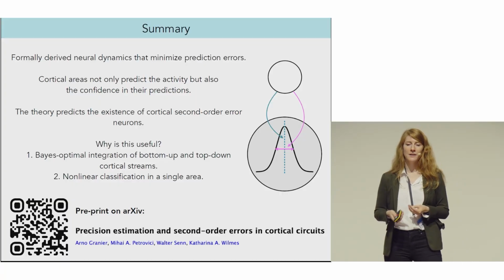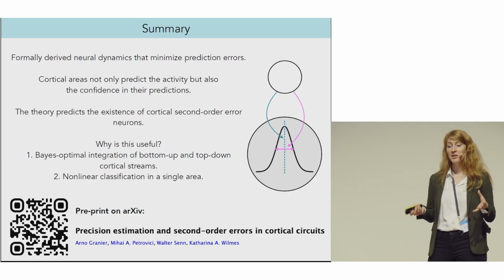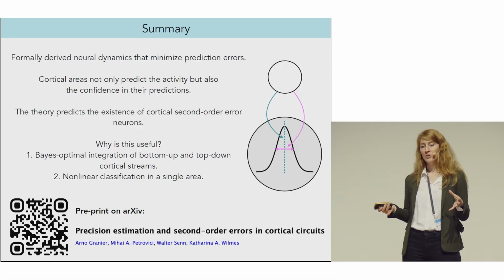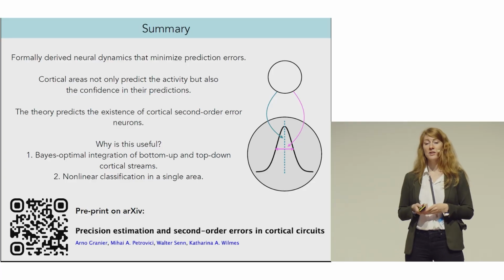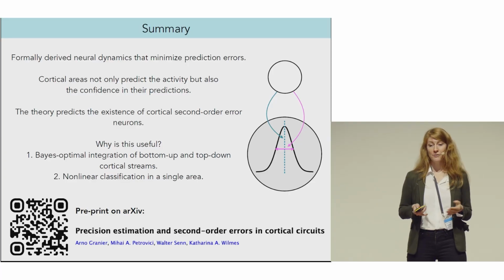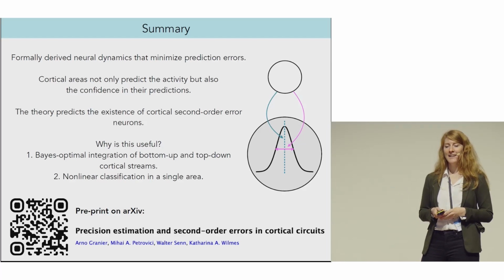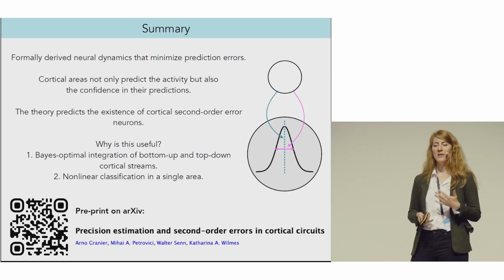In the second part of the talk, we formally derived neuronal dynamics from an energy function that minimizes prediction errors. And we suggest that cortical areas should not only predict the activity itself or the mean representation, but also the confidence in their predictions. The theory predicts the existence of cortical second-order error neurons, so another kind of error neuron. And why is this useful? We show that this implements the Bayes optimal integration of bottom-up and top-down cortical streams, where there's lots of behavioral evidence that humans can do this. And finally, it allows for nonlinear classification in a single area.